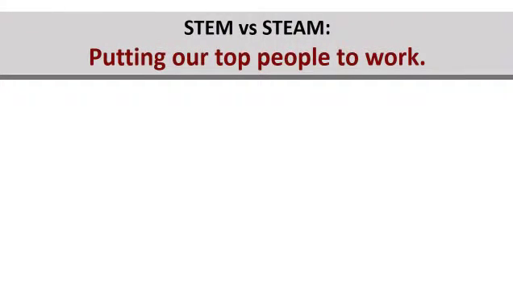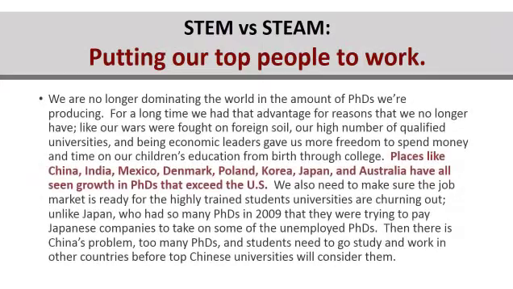Putting our top people to work. We are no longer dominating the world in the amount of PhDs we're producing in the United States. For a long time, we had that advantage for reasons we no longer have. Like our wars were all fought on foreign soil, which is one of the few advantages we still maintain. Our high number of qualified universities and being economic leaders gave us more freedom to spend money and time on our children's education from birth through college.